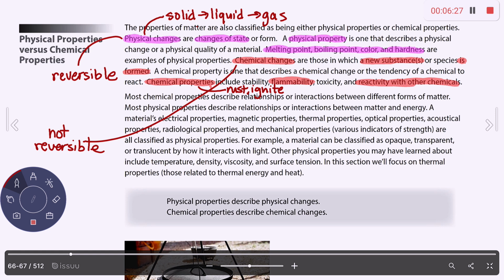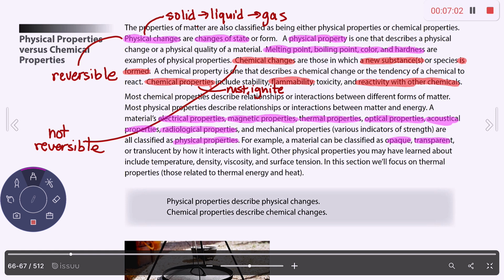There are a lot of other physical properties listed within this next paragraph, and I'm going to highlight them in the same color as what I highlighted physical properties up here, just so you have them. So if I'm looking at some electrical or magnetic or optical or acoustical properties, or maybe something is radioactive, those would be examples of physical properties as well. If something is transparent or it's opaque, that would also be a physical property.